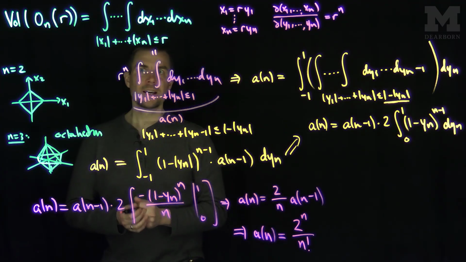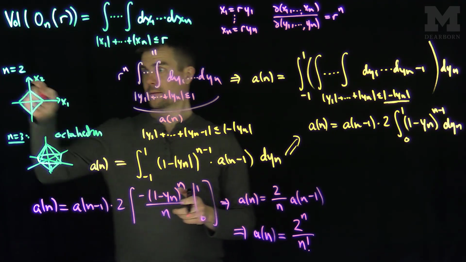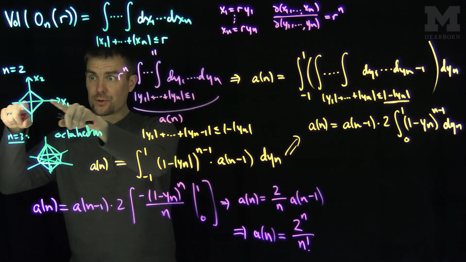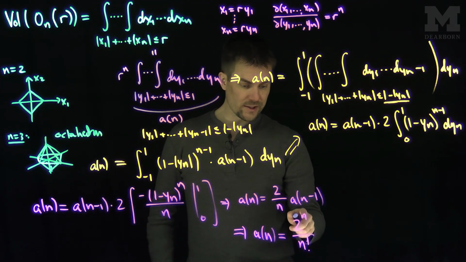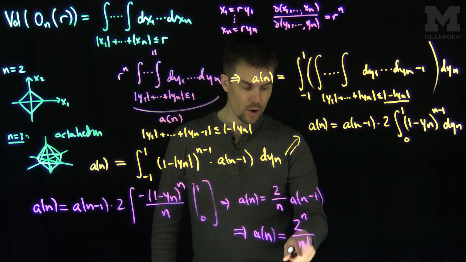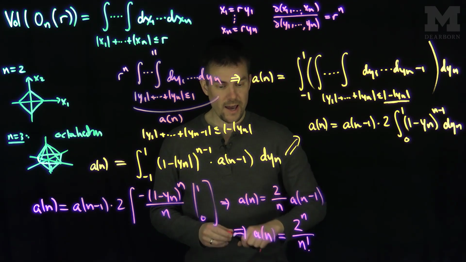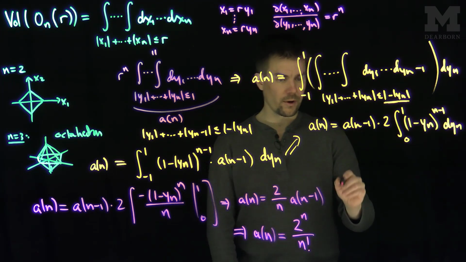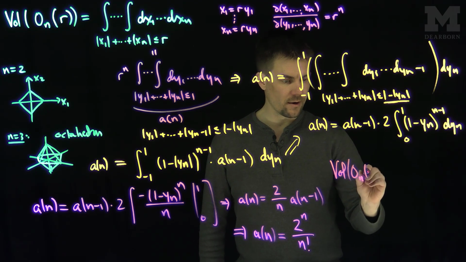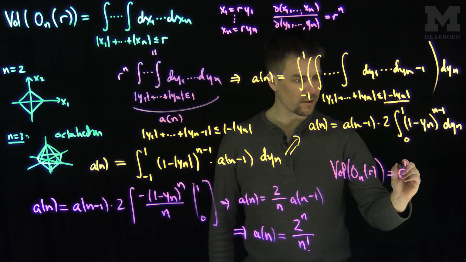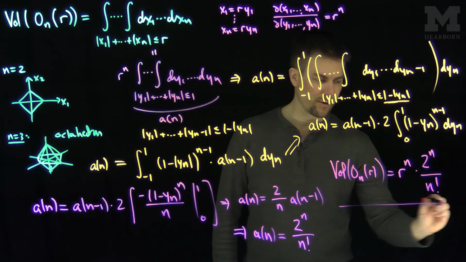In particular, what we can see is if we looked at n equals 1, we have an answer of 2, right? Because you just have integrating from -1 to 1 of just this line segment over here. So of course, when n is equal to 1, you're going to have 2 over 1 factorial, which is 2, so it works out. So it satisfies the initial condition and the recursion. So we have an is 2 to the n over n factorial. Therefore, the volume of this generalized octahedron, O(n) of r, is going to be r to the n times 2 to the n over n factorial.